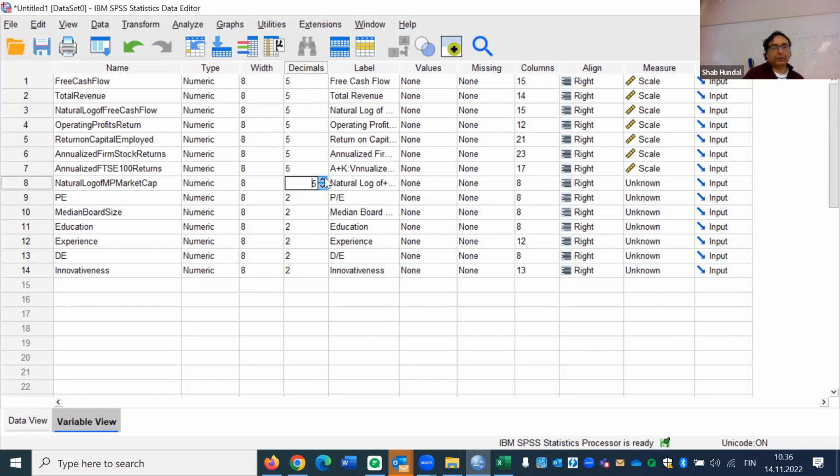Now our variables look okay. Everything is fine. We can call them nominal. It's okay, there's no problem. So the only thing I would change, if need be, is the names of the variables, and I have to make sure that the decimal points are 5.